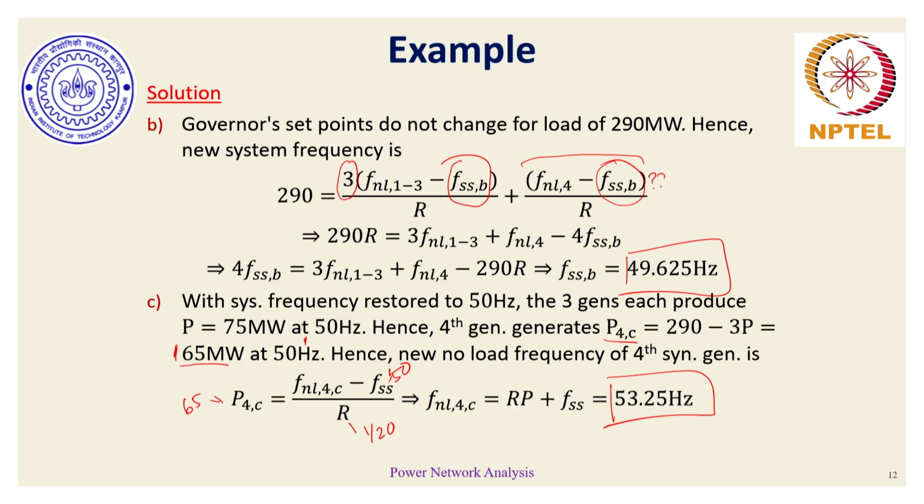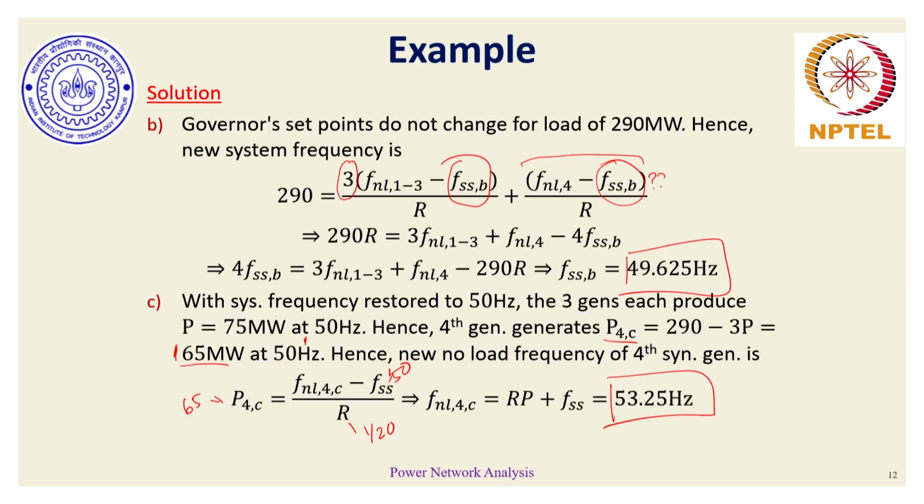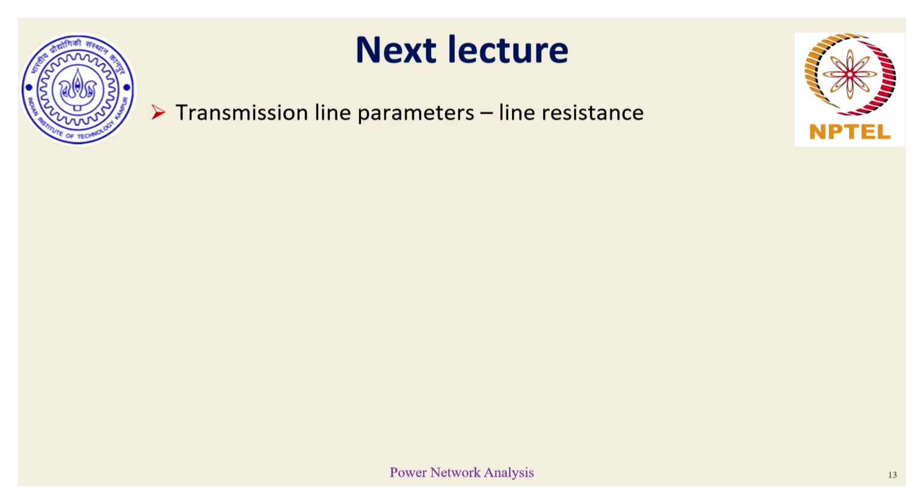From here we can find the new no load frequency. Now when we compare this new no load frequency, which is 53.25 Hz, with the earlier 51.75 Hz, since the quantum of generation has gone up, the new no load frequency of the last unit for 290 megawatt is comparable to the no load frequency of the first three units at 290 megawatt. That's all for today's discussion.